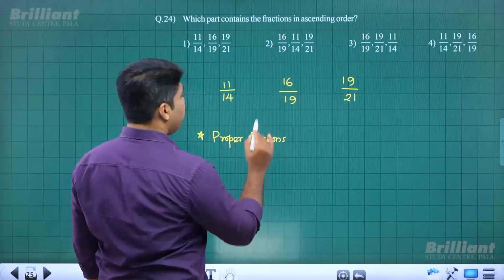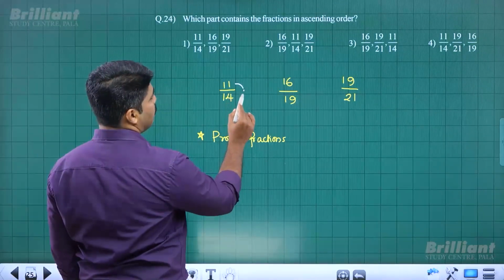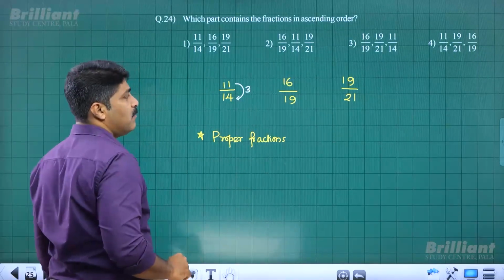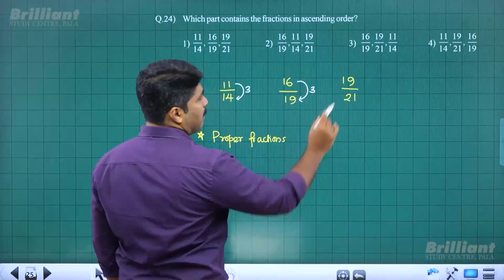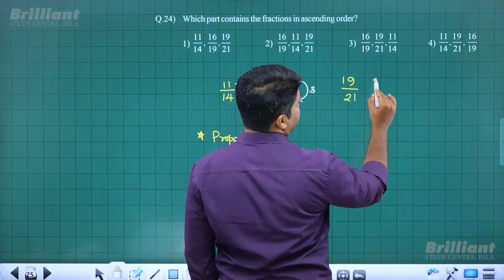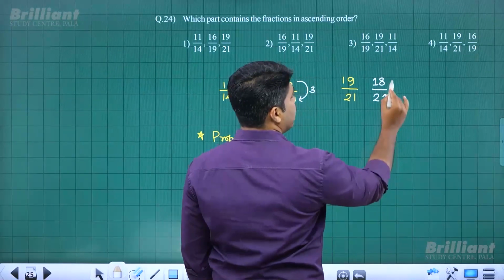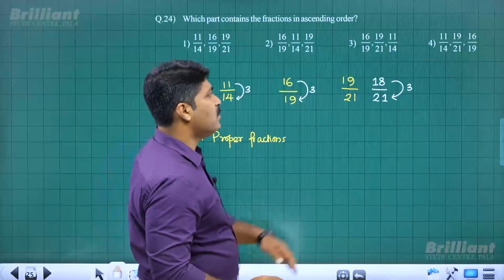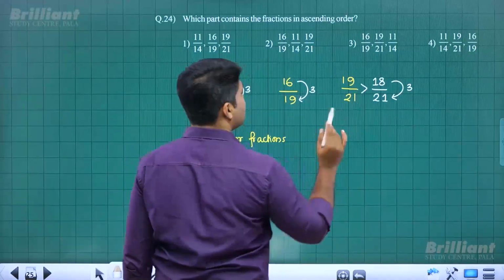If we consider the difference between the numerator and denominator in this fraction, that is 3. So this denominator is 3 more than the numerator. Here also, this is 3. But here it is 2 only. So what I am going to consider is the corresponding fraction here, that is 18 by 21. Here the difference is 3. So what can you say about 18 by 21 and 19 by 21, which is greater? Definitely 19 by 21 is greater.